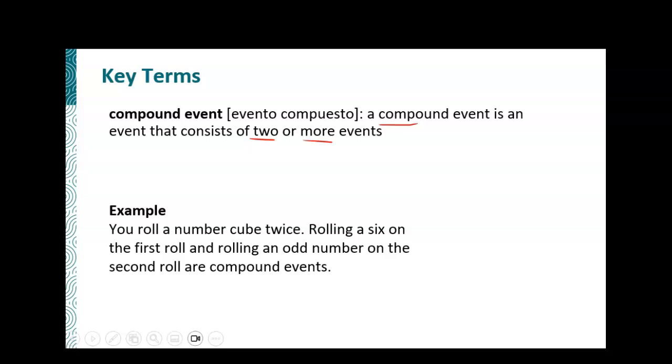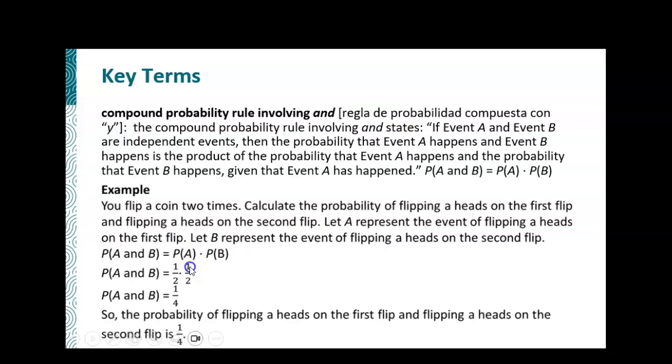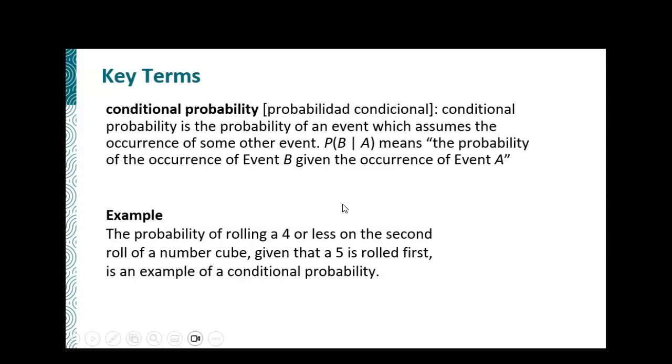Example, you roll a number cube twice, rolling a 6 on the first roll and rolling an odd on the second roll. How do I know it's compound? Because how many times did I roll it? Twice. The first event was the first roll, second event is the second roll. And then this is the compound probability rule that we're going to do today.